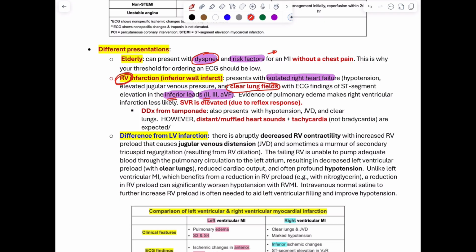But you're going to get hypotension, again, because the right ventricle is not pumping blood to the lungs, so the left ventricle is not getting any preload. And you're going to get JVD because, again, everything before the right ventricle is blocked, so all the fluid is backing up to the jugular. And you're going to get ST changes in 2, 3, AVF or the inferior leads. Okay?